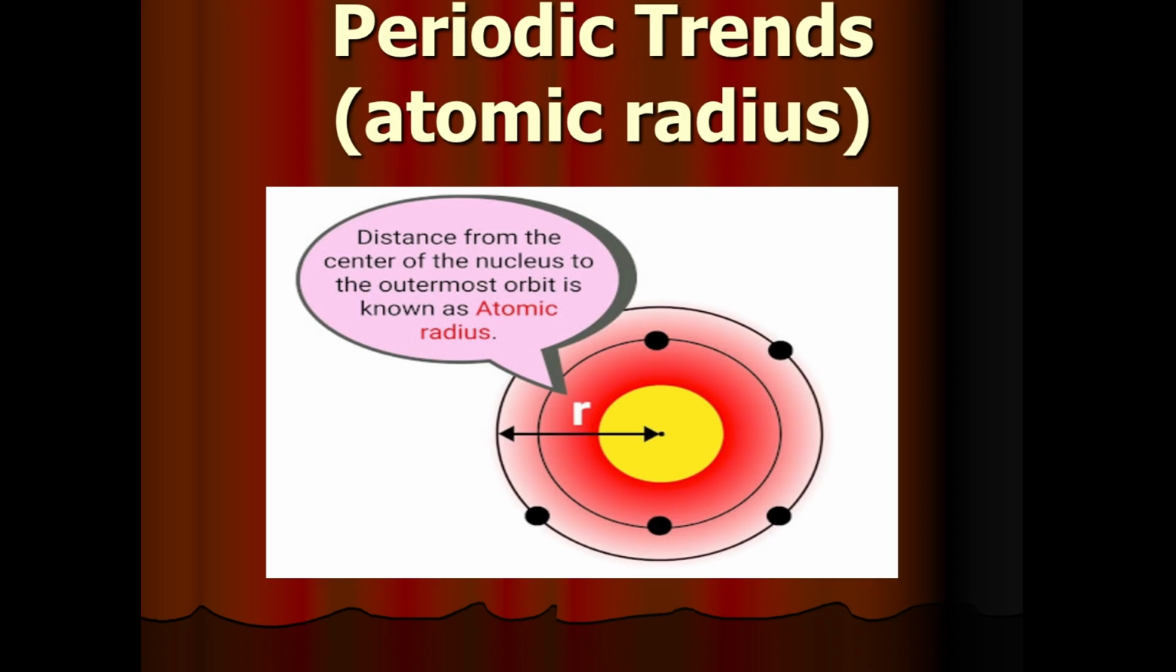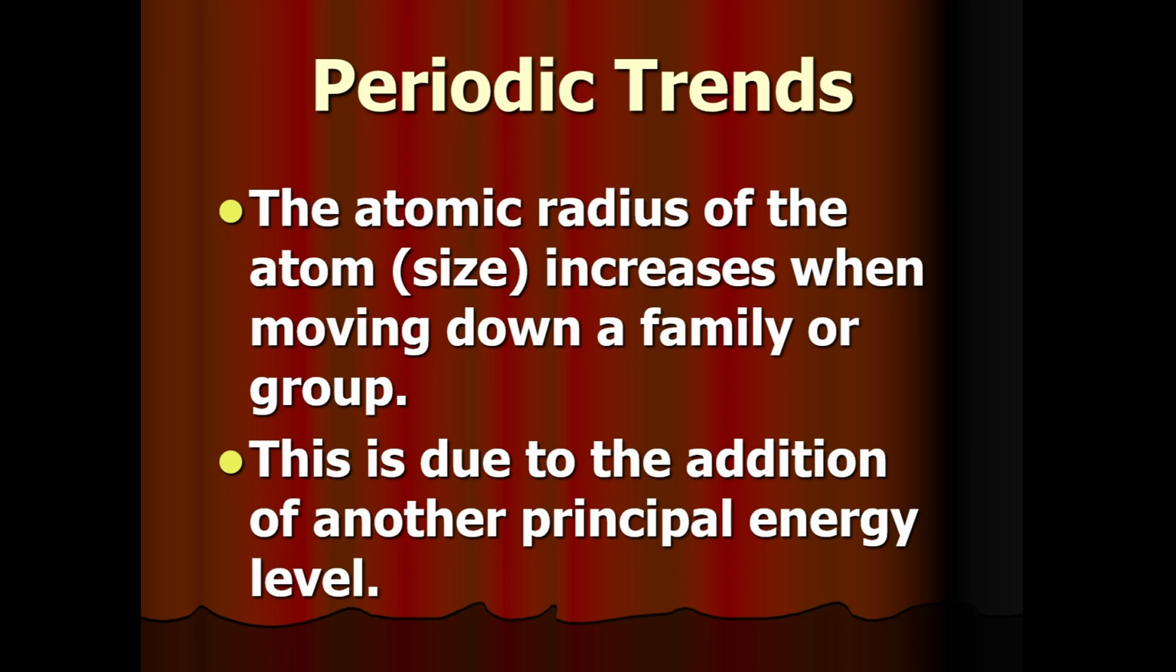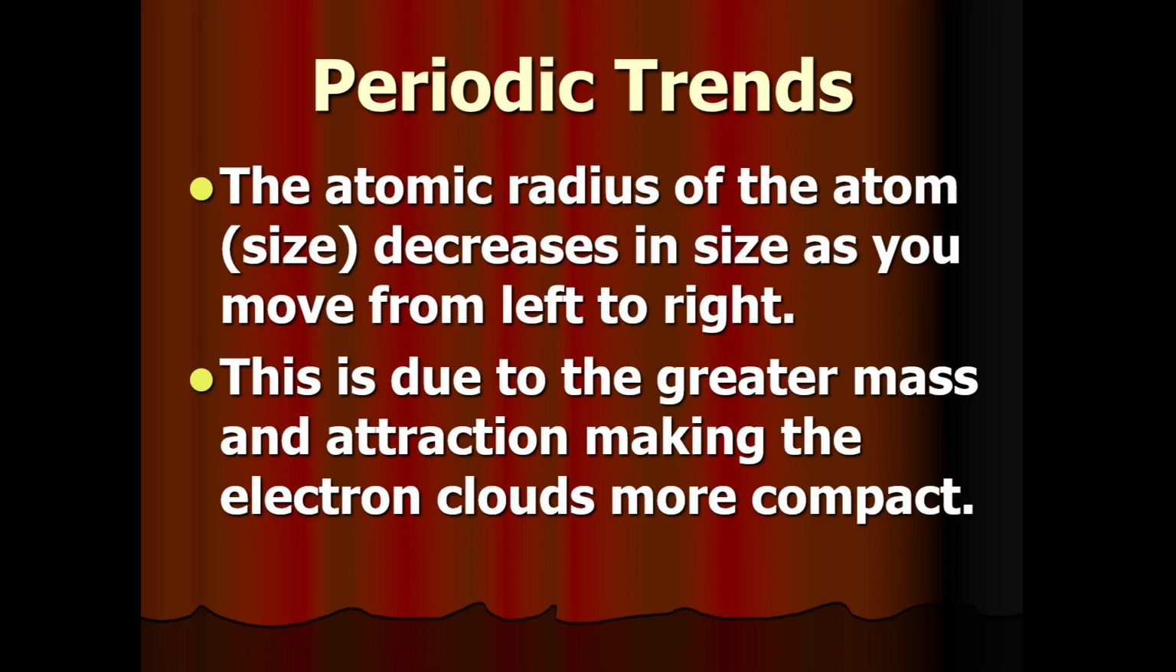One standard periodic trend is atomic radius. Atomic radius is the distance from the center of the nucleus of an atom to the outermost orbit. The atomic radius of the atom increases when moving down a family or group. This is due to the addition of another principal energy level. The atomic radius of the atom decreases in size as you move from left to right. This is due to the greater mass and attraction making the electron clouds more compact.